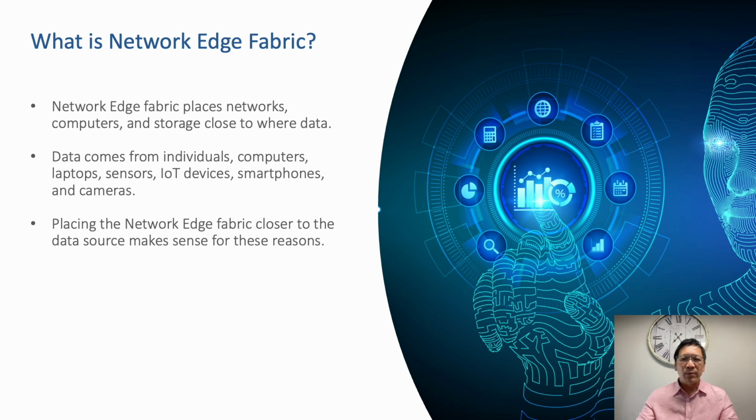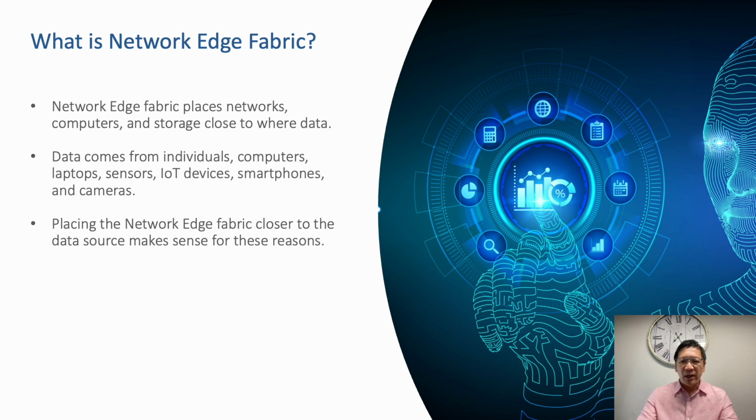Network Edge Fabric involves placing the networks, computers, and storage as close as possible to where data is created, typically at the edge of the network where end devices access it. This enables faster processing and reduced latency, making it an ideal solution for applications that require real-time processing or generate large amounts of data. While we often associate data with the cloud and use it for AI functions and analytics, it actually comes from various sources, but mainly from individuals like us, using devices in different environments as a result of their interactions with the equipment.